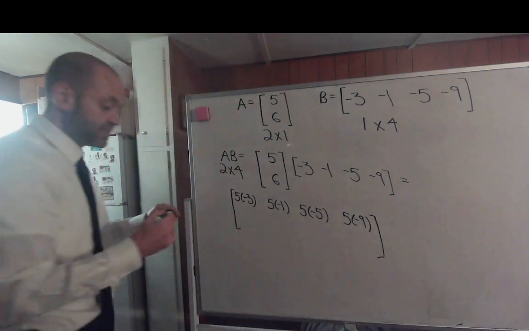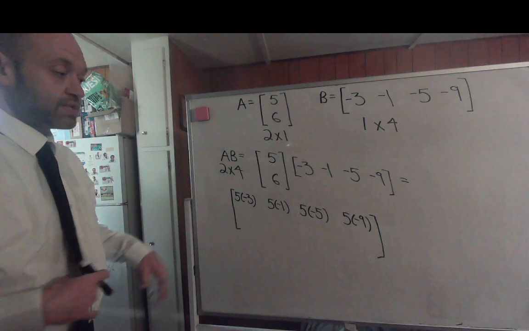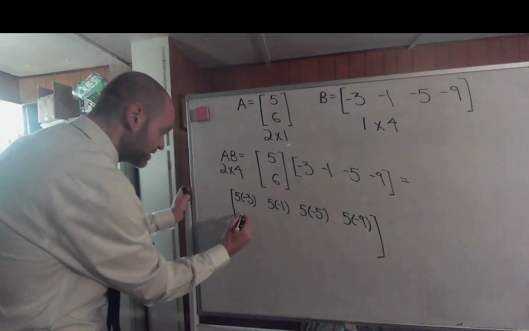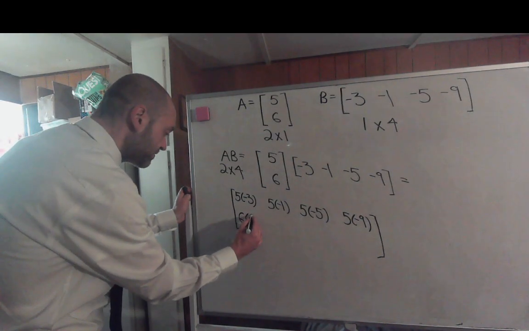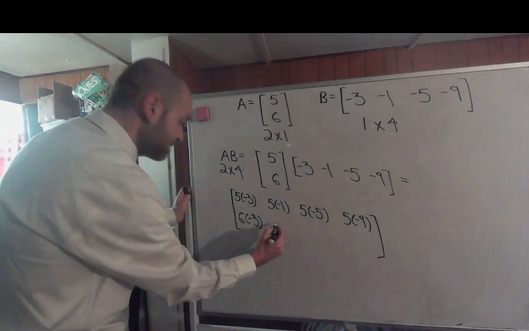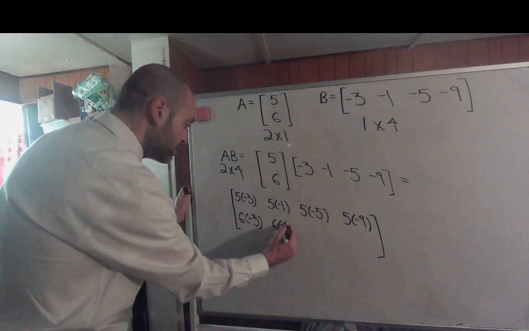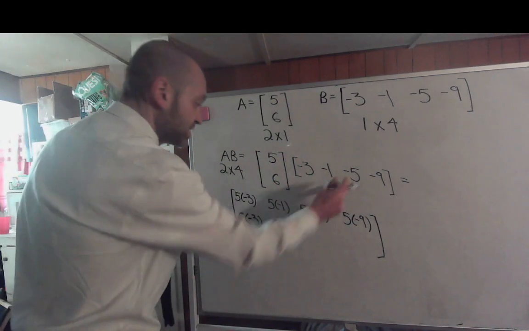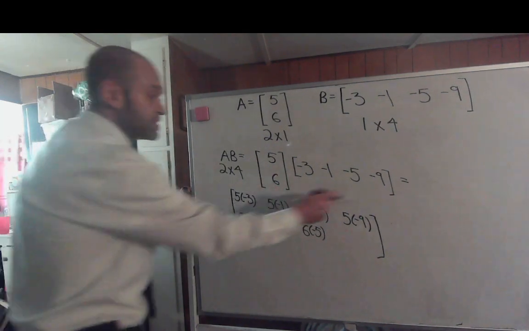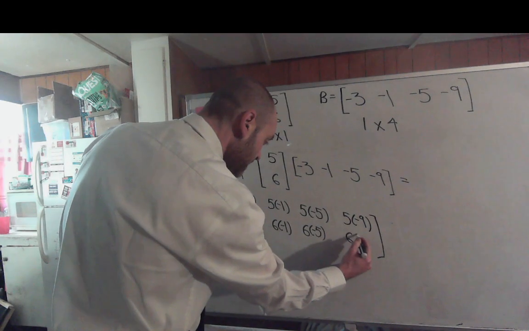Now we need to get the second row. So to get the first number, take your second row times your first column. That's going to be 6 times -3. Then to get the second number, take that 6 times that -1. To get the third number, take 6 times -5. To get the fourth number, take 6 times -9.